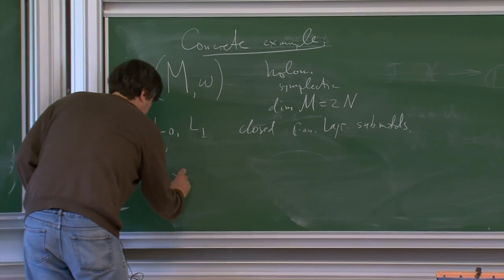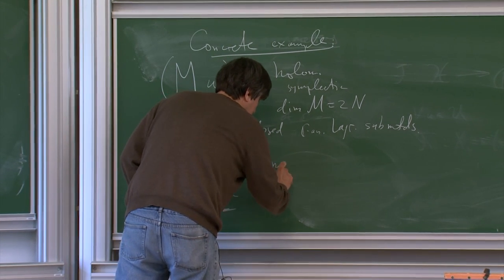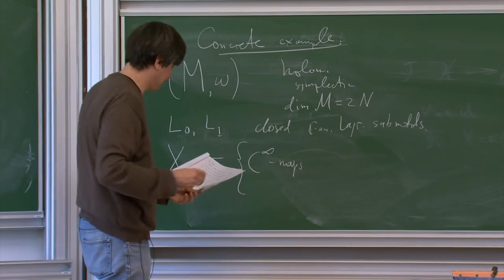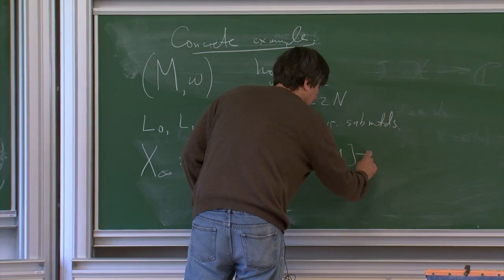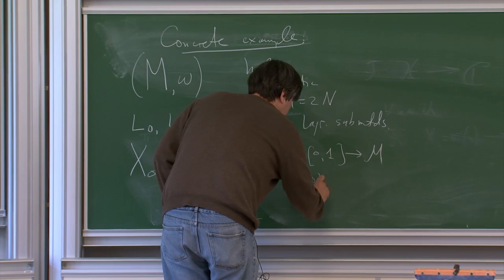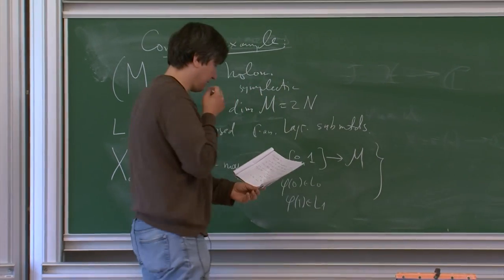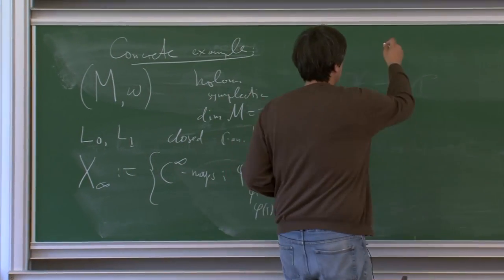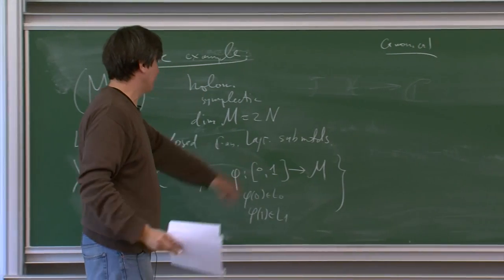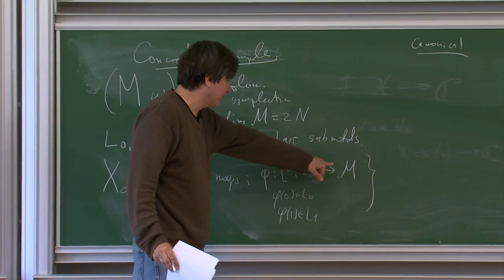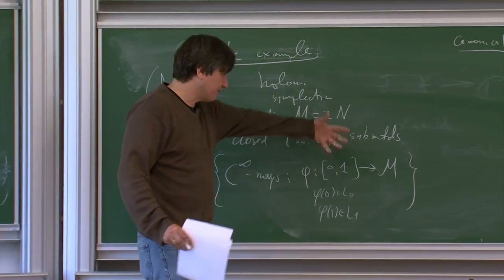And what will be my space? It will be the space of C-infinity maps. One can probably put some Banach C^k maps, but maps from the interval [0,1] to M, such that f(0) belongs to L0, f(1) belongs to L1. So I get the space. This space carries a canonical complex manifold structure. It's kind of like a product over all points of the interval of the manifold M. So you're considering quantum mechanics? Yes, quantum mechanics, but this is an infinite dimensional complex manifold.